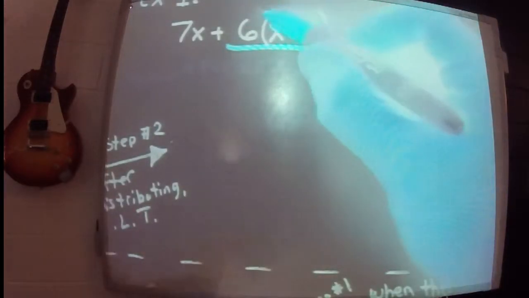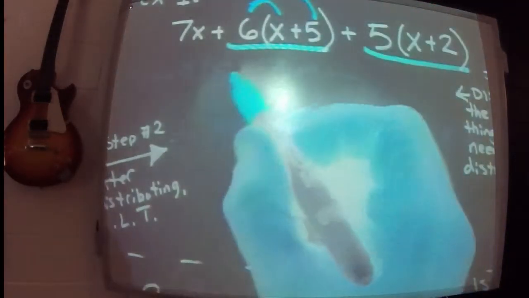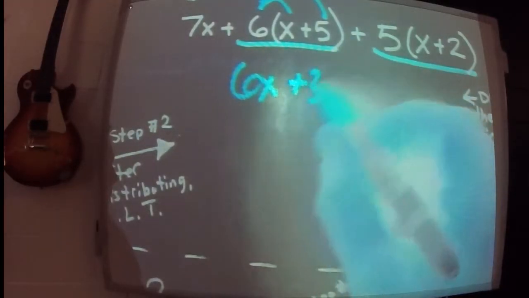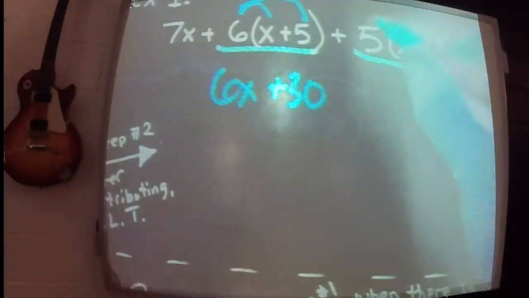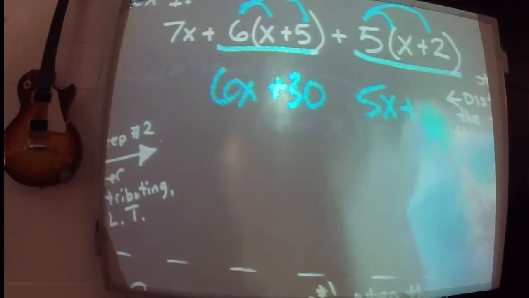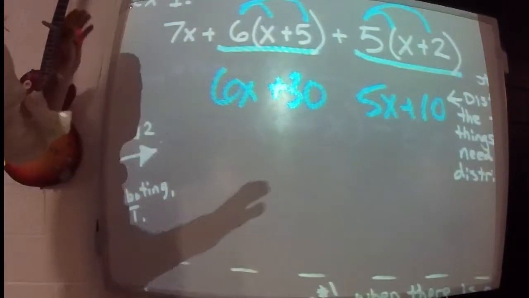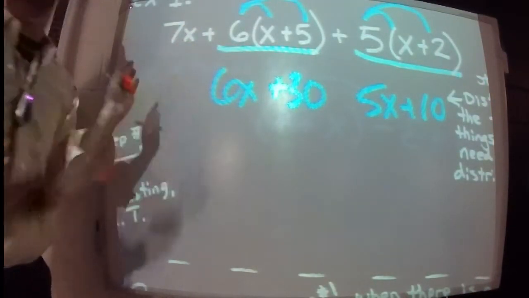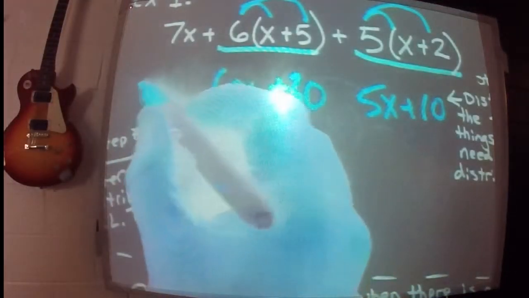All right, when you distribute this, 6x times x plus 5, you get 6x squared plus 30. Now over here, when you distribute, 5x plus 10. And then one thing that wasn't distributed at all is this piece, 7x. So just bring it down. And a plus before the 5x.